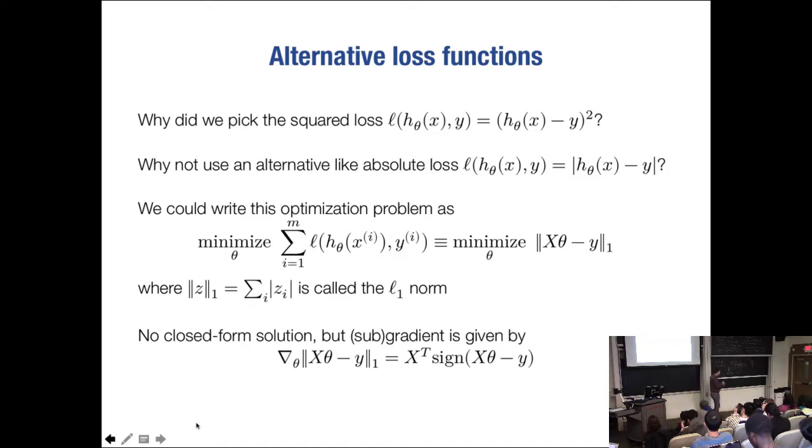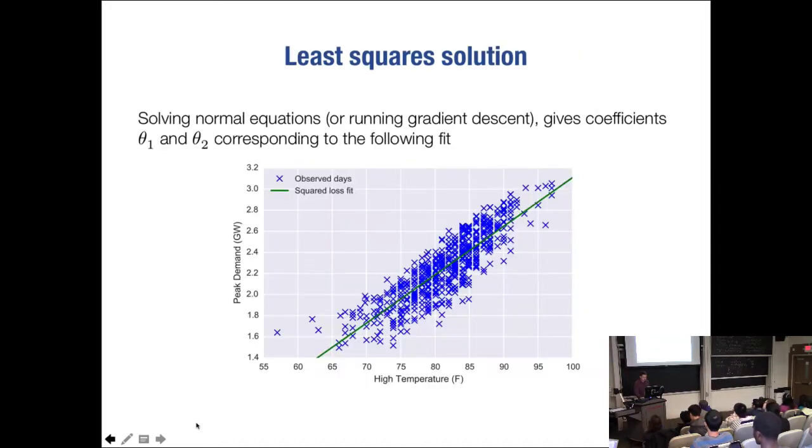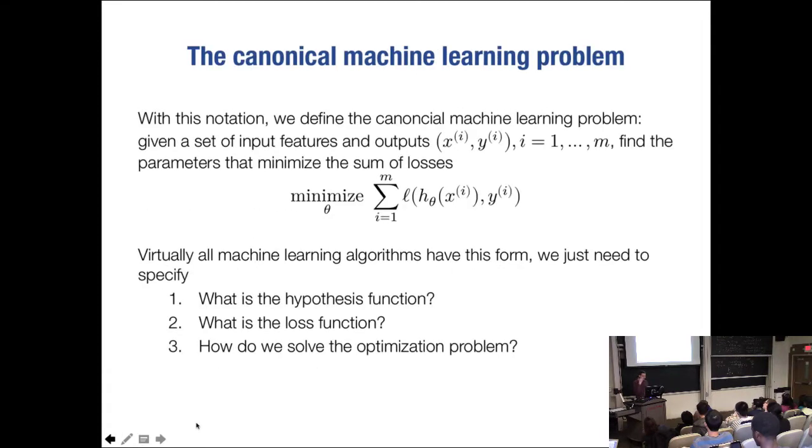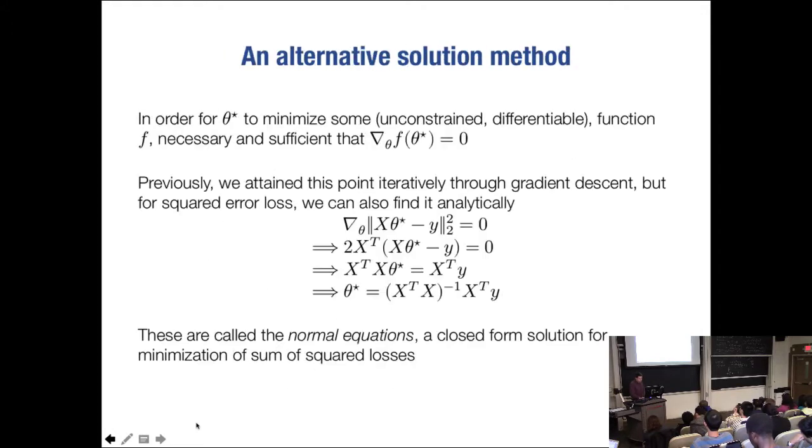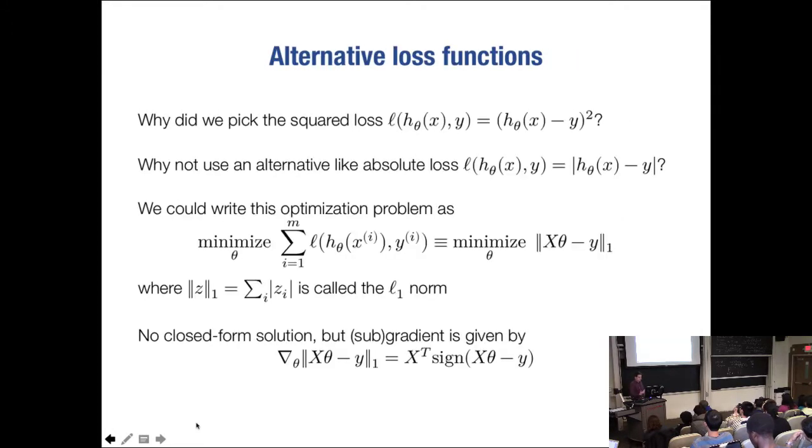So that's another optimization problem we can form, where the first of the three ingredients is the same. We have the same hypothesis function, but a different loss function. And because of this loss function, we're going to have to use a different way of optimizing, or at least we can't use the exact solution way of optimizing the function. So we have to resort to things like gradient descent.